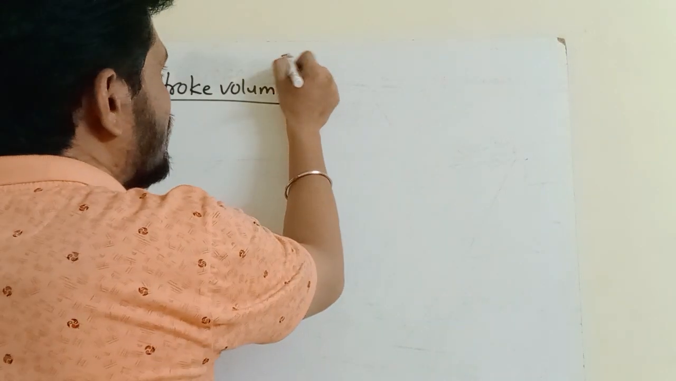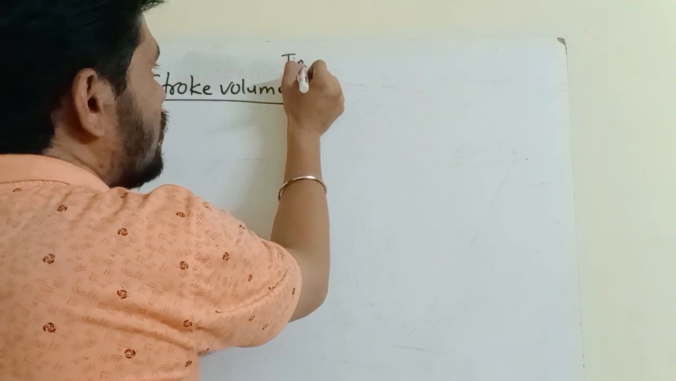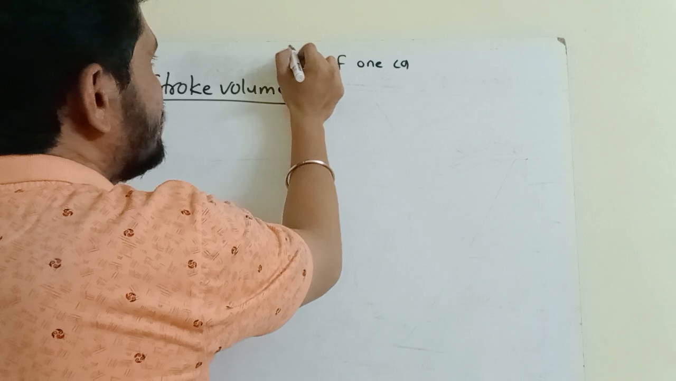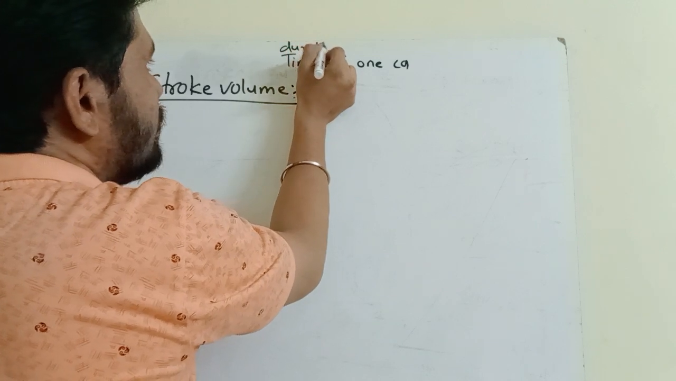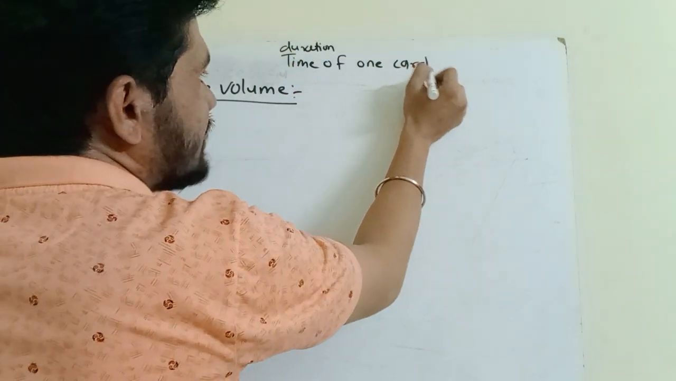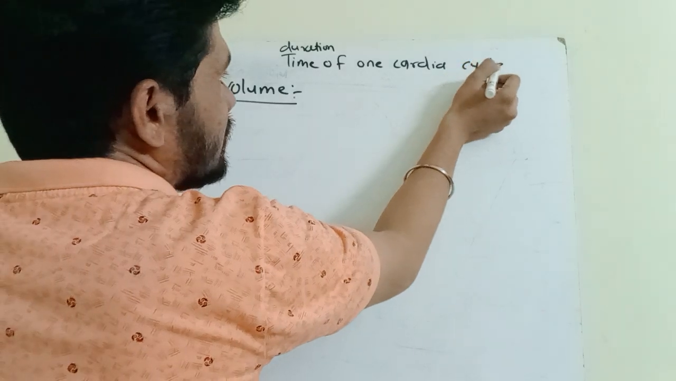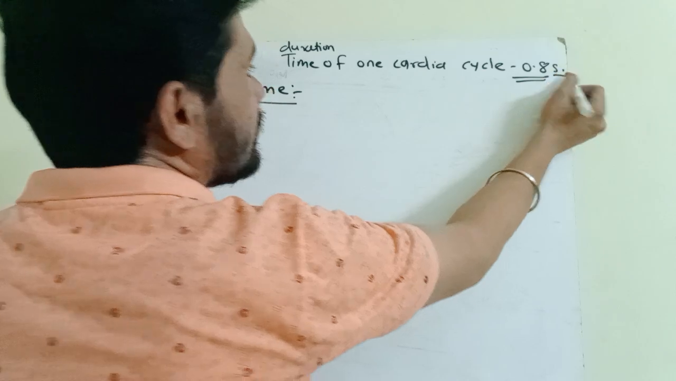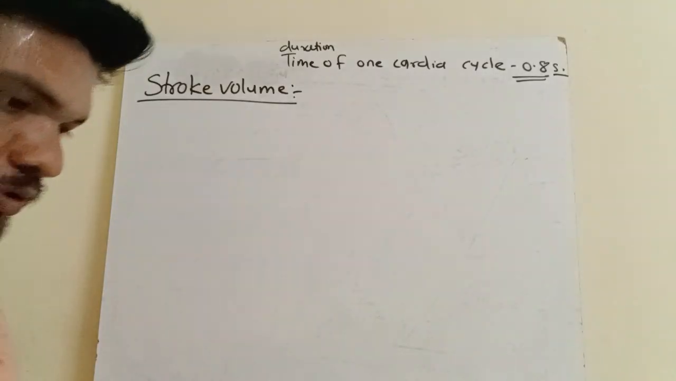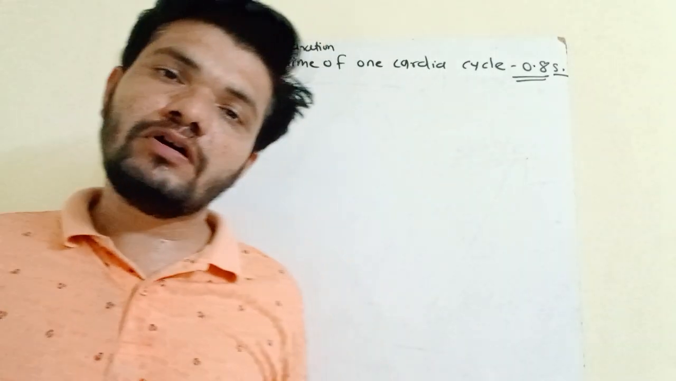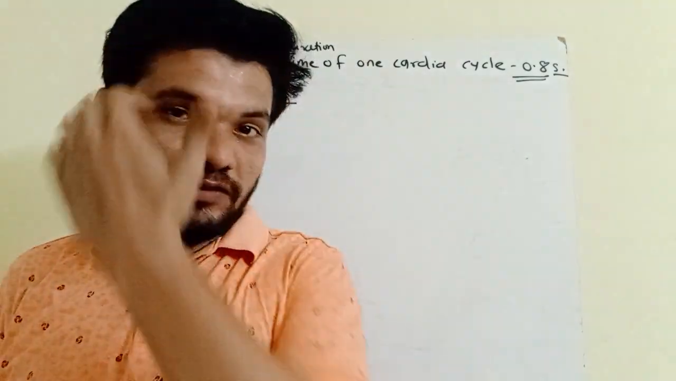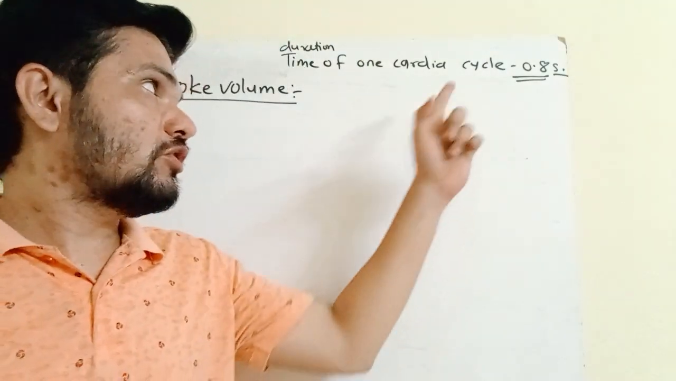So the time of one cardiac cycle, or we can say the duration of one cardiac cycle, is 0.8 second. So that's why we have our heartbeat 72 times. If we divide by 60, we will get one cardiac cycle in 0.8 second.